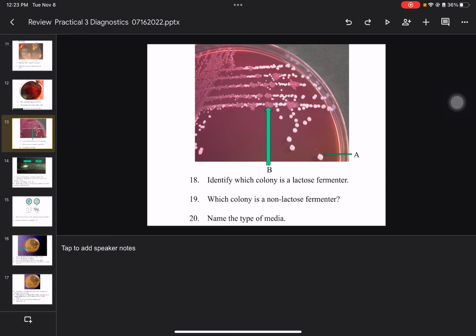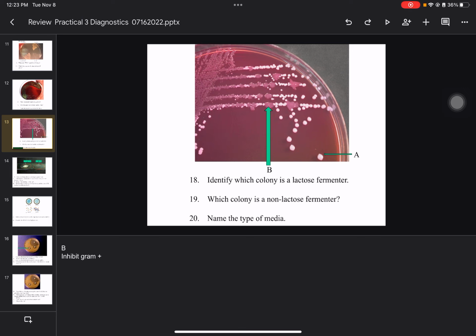MacConkey, A or B, which one is a lactose fermenter? B. Bile salts and crystal violet are added to this medium why? To inhibit gram-positive. Okay, so it's almost always inhibiting gram-positive.